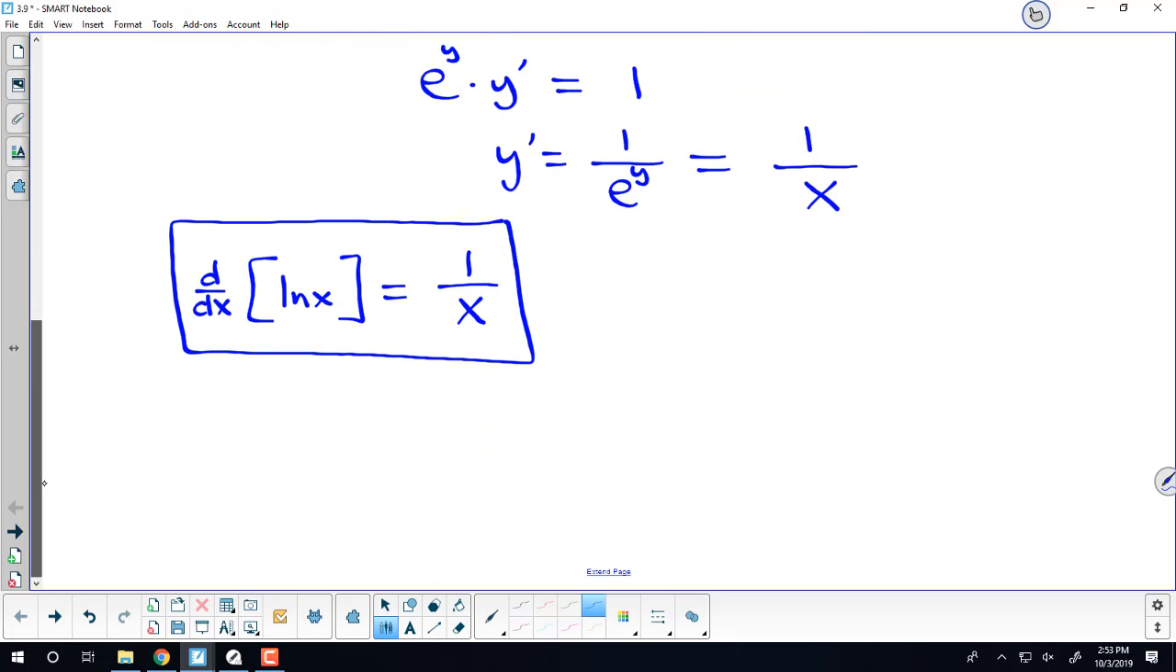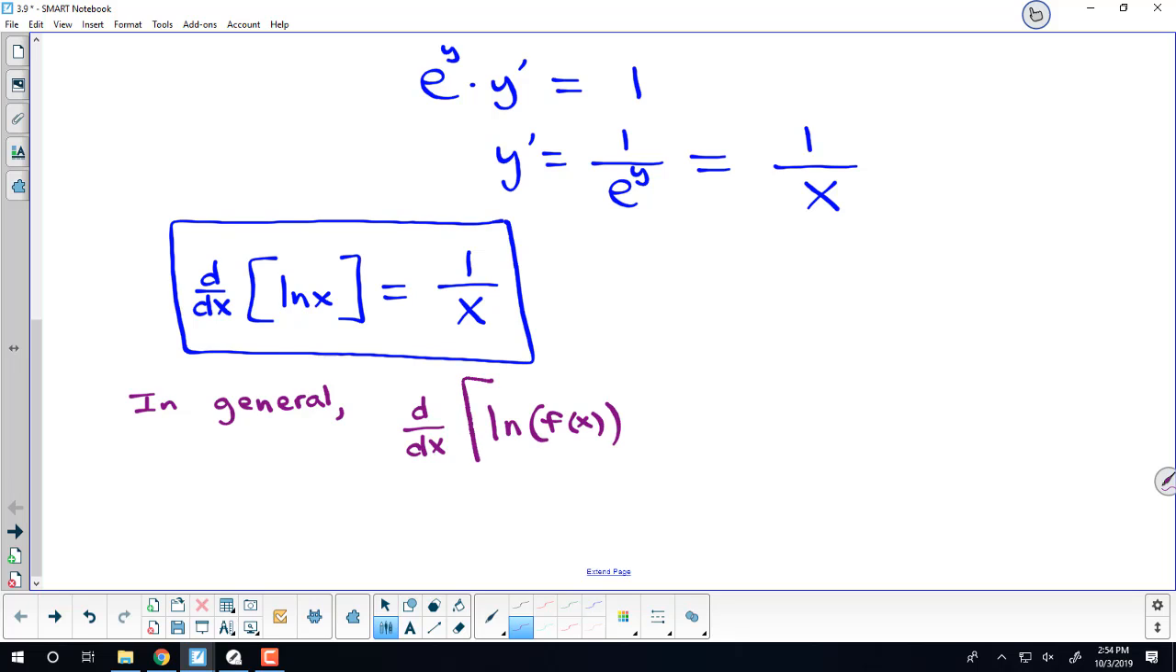Let's write the more general statement down. This is helpful only in this sense. You've got to remember the chain rule. That's the most widely used of these. So in general, we'll look at the derivative of the natural log of any function of x. Not just x to the first power.